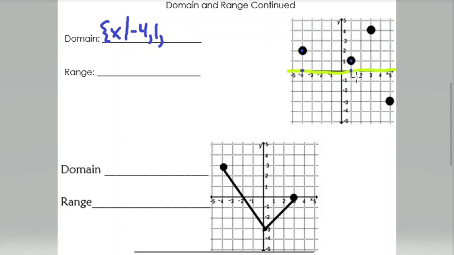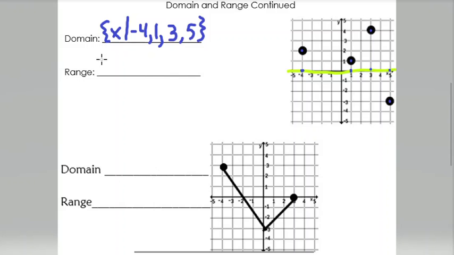And then I'm going to keep going until I see another point. I see another point right here. Boom. What's that x value? That x value is 3. All right, and then I'm going to keep going until I can see another point. Boom, I see another point there. What's that x value? That x value is at 5. So my domain of this graph is -4, 1, 3, 5.